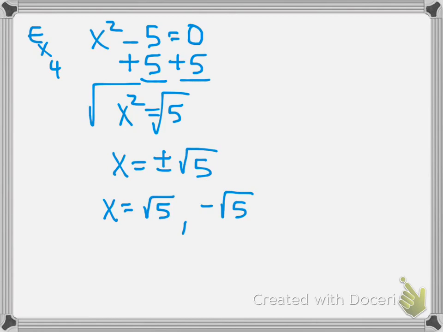Okay, I think this is the last one. The problem starts out as x squared minus 5 equals 0. So to get x squared by itself, you add 5. Then you take the square root of both sides. You get plus or minus square root 5. This is how you write out two answers.